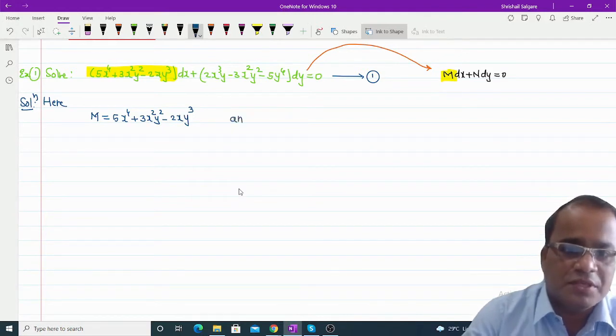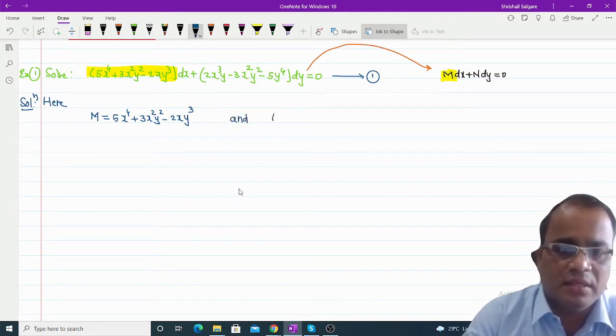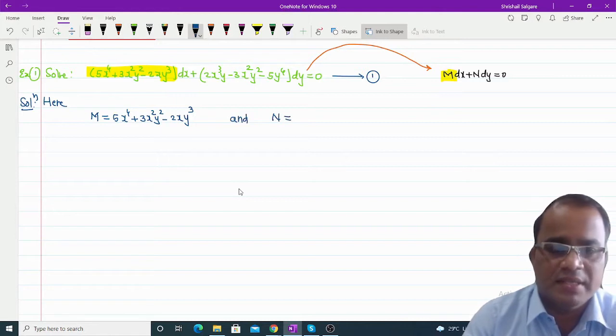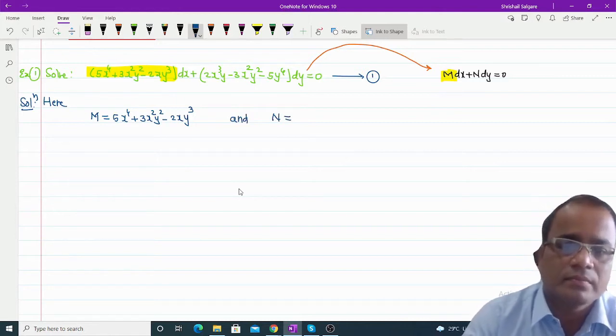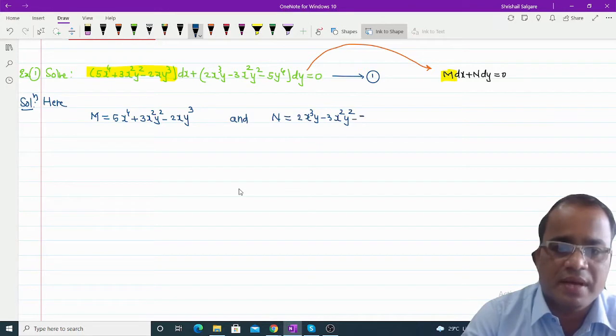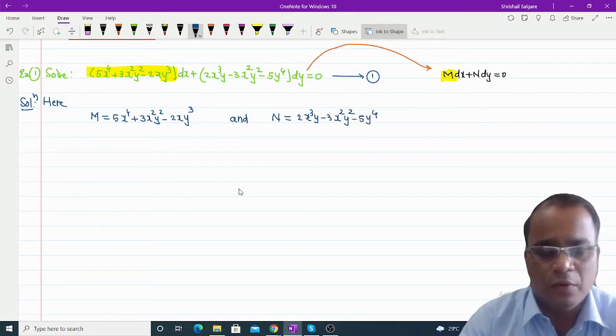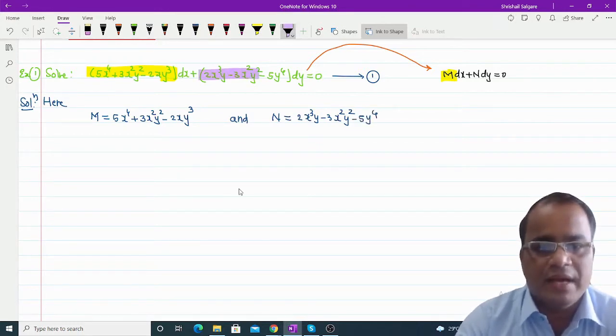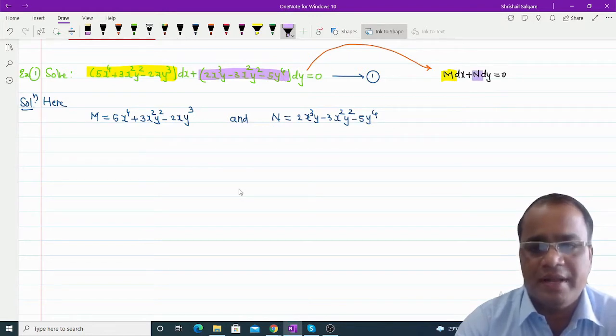And suppose if you are comparing the term N, then what is N? Omkar? 2x cube y minus 3x square minus 5y raised to 4. So by comparing, we are writing the value of M and N.